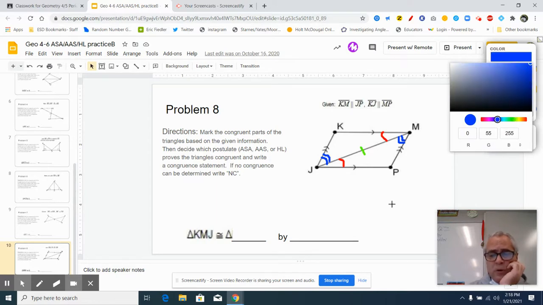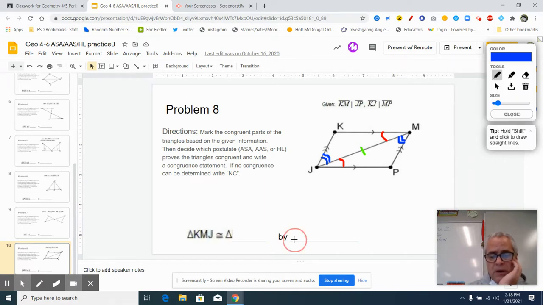So these two triangles are congruent. My reason is going to be, oh, look at that one, ASA, because that side is included between those two angles. Okay. And now I've got to make sure I have the correspondences correct.